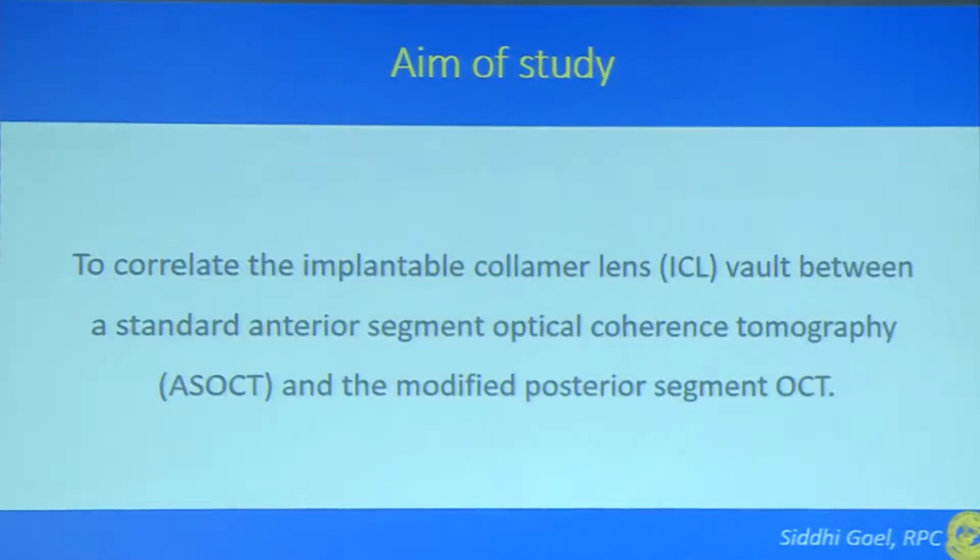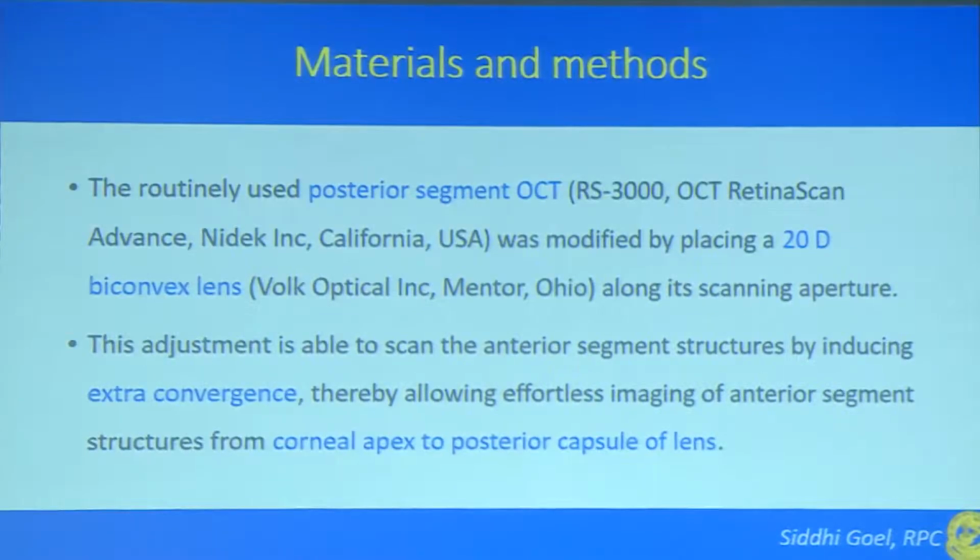So, the aim of the study was to correlate the ICL vault between a standard anterior segment OCT and a modified posterior segment OCT. So, how did we modify the posterior segment OCT? The routinely used posterior segment OCT was modified by placing a 20 diopter biconvex lens along its scanning aperture. This adjustment is able to scan the anterior segment structures by inducing extra convergence, thereby allowing effortless imaging of the anterior segment structures right from the corneal apex to the posterior capsule of the lens.